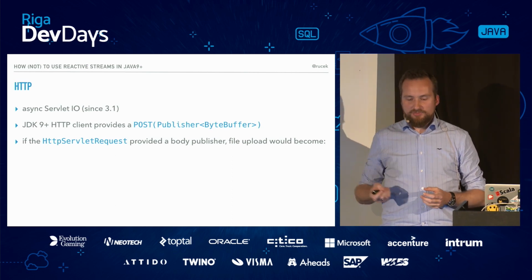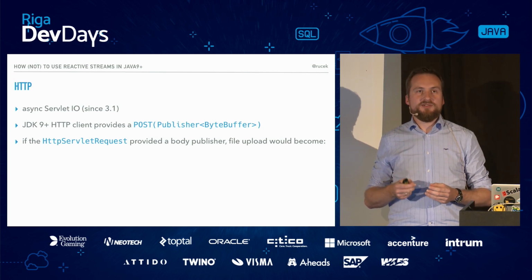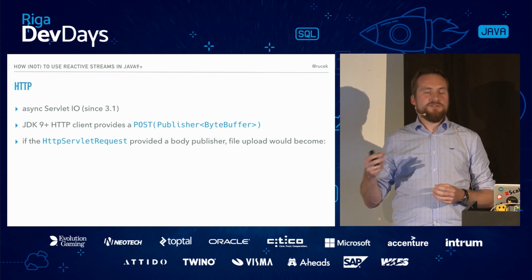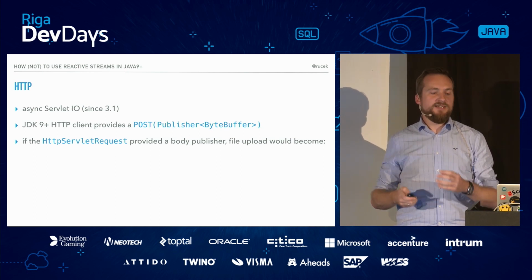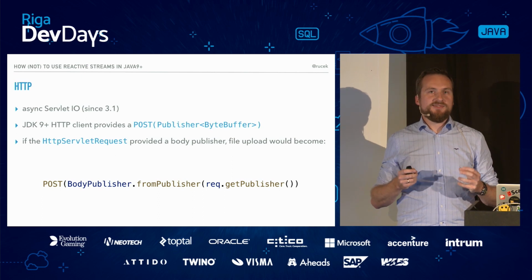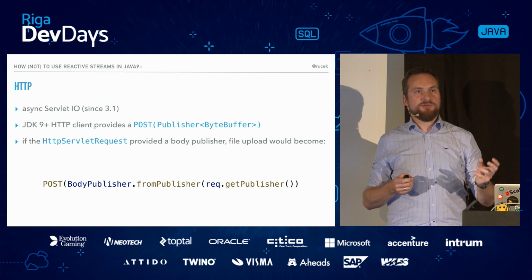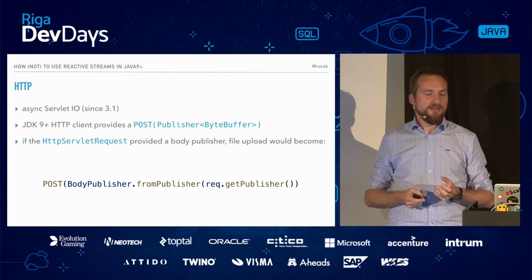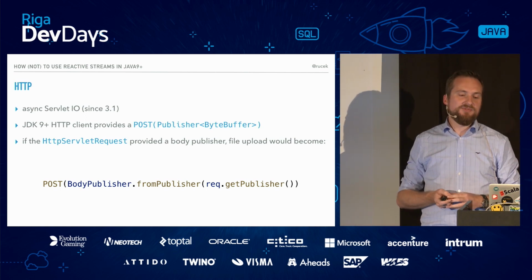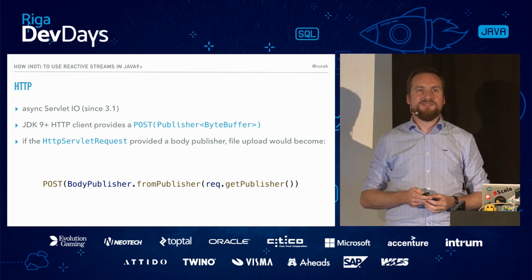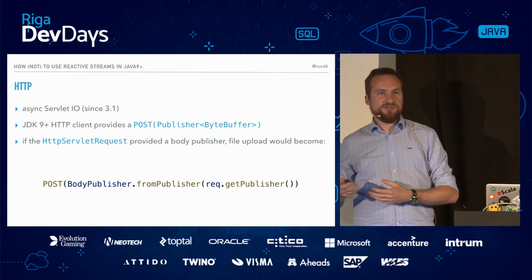So if, for example, the servlet request also provided a publisher for the body, so if you received a servlet request with a file upload, for example, and you were able to have a publisher of the data, then you could do something like that to just send the file to a remote server. So this would be just like using the post method with the publisher taken from the servlet request. But unfortunately, the servlet request doesn't support a publisher yet. So as I said, this is a feature that we would like to have, but you cannot really be sure whether it's going to be there or not.